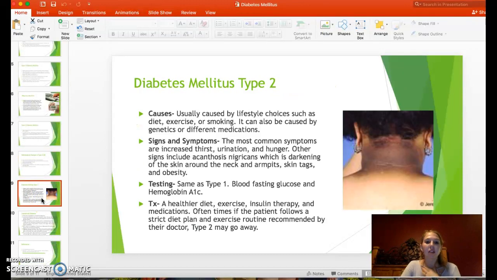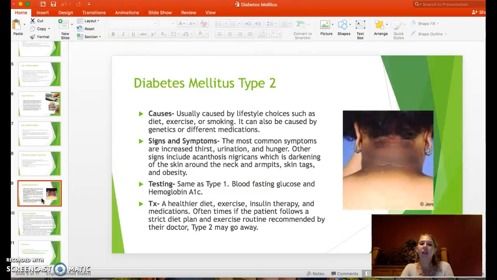So, causes: it's usually caused by lifestyle choices such as diet, exercise, or smoking. It can also be caused by genetics. It is actually being seen to run in families a lot, or different medications can cause it as well. The most common symptoms are increased thirst, urination, and hunger.